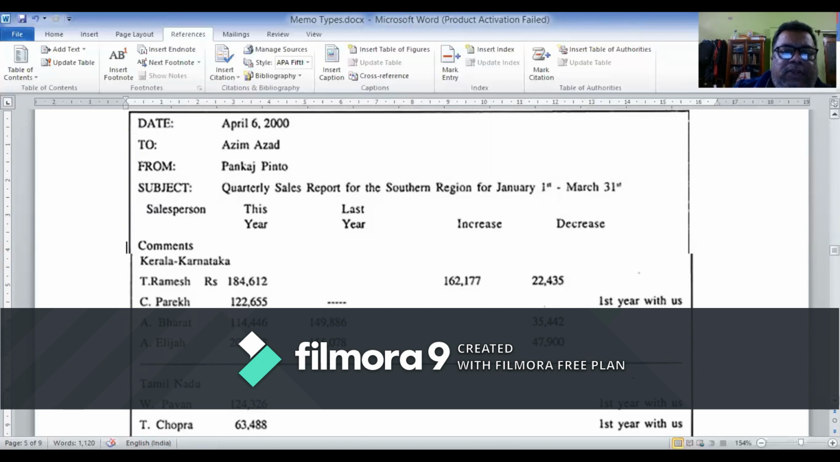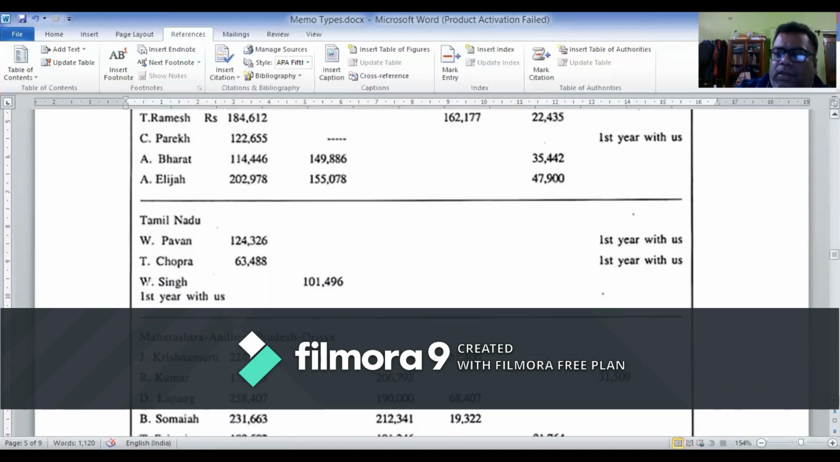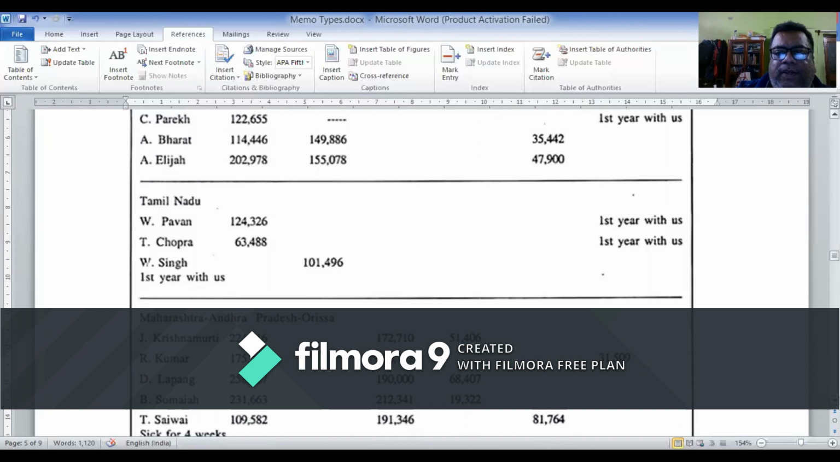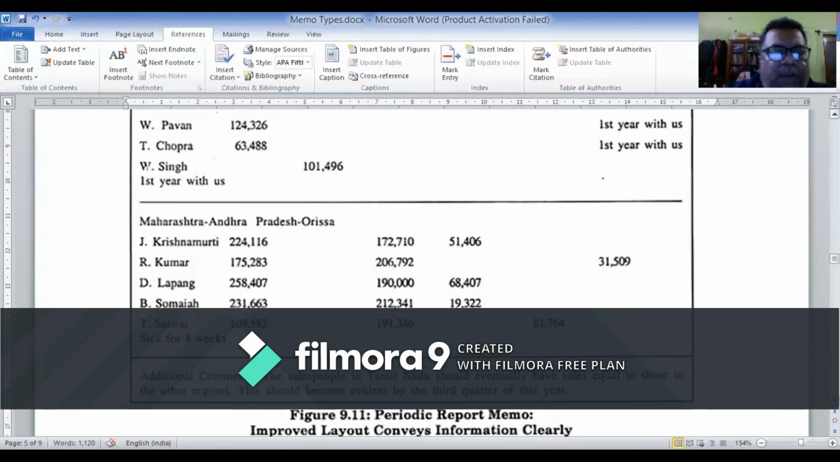So their performances, their sales reports, their achievements have been indicated on the basis of this year and the previous year, and also gives an indication in the next columns regarding whether there've been an increase or decrease. And then the same applies for another region like Tamil Nadu, okay, where the chaps who are involved there, their details have been given. Maharashtra, Andhra Pradesh, Orissa, their details have been given.